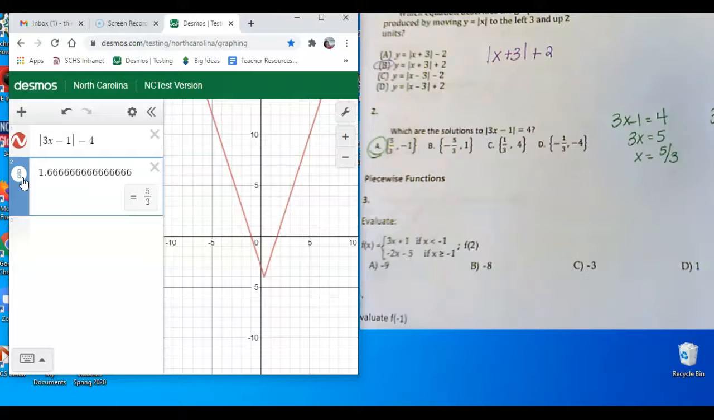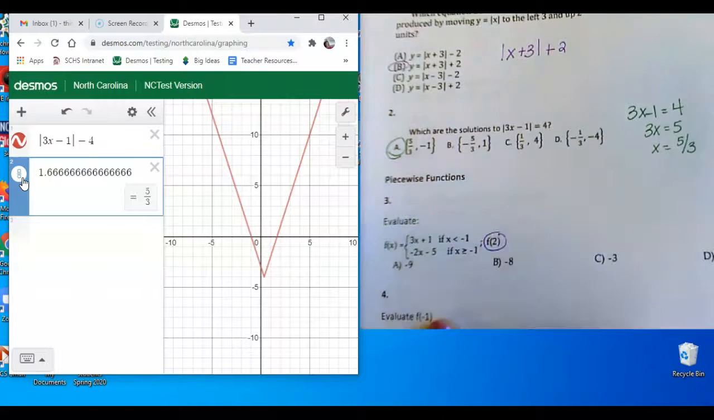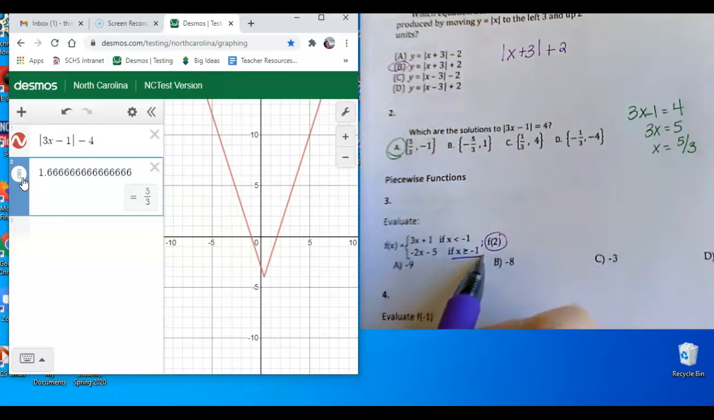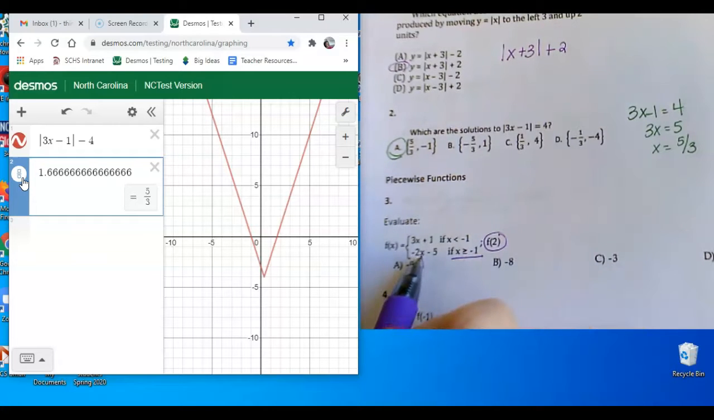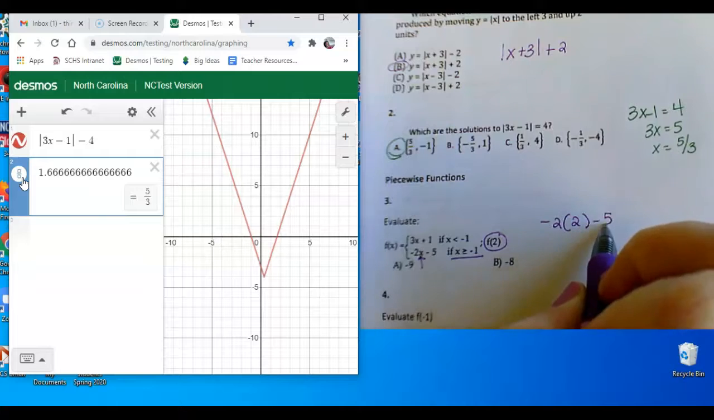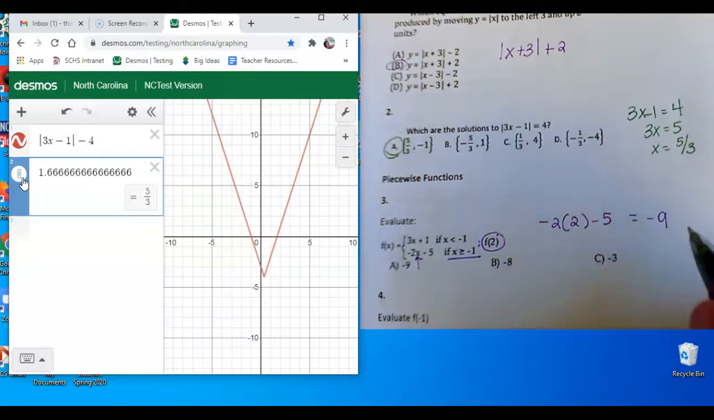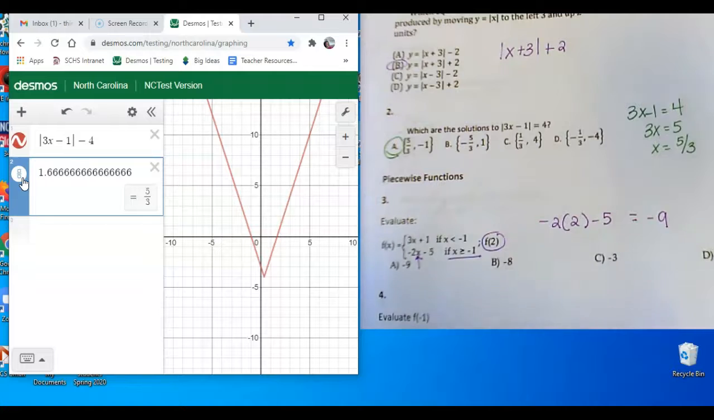Number 3, evaluate this function. It says to figure out what f of 2 is. Alright, when I look at the x's, it says x is less than -1 and x is greater than -1. 2 is greater than -1, so I'm going to put my 2 right there. I'm going to have -2 times 2 minus 5, -4 minus 5, which is -9.